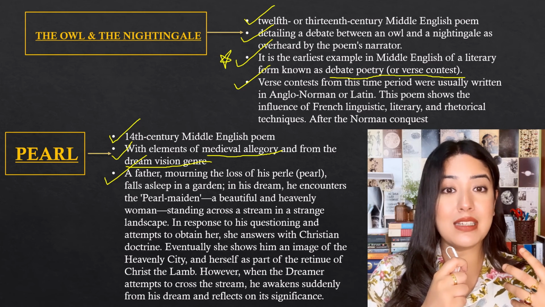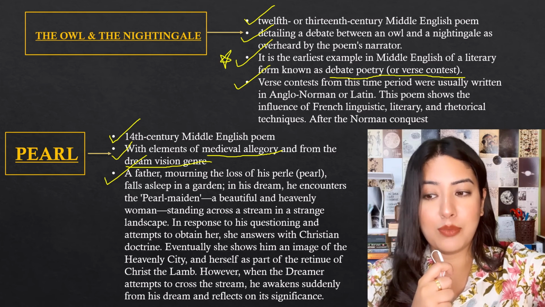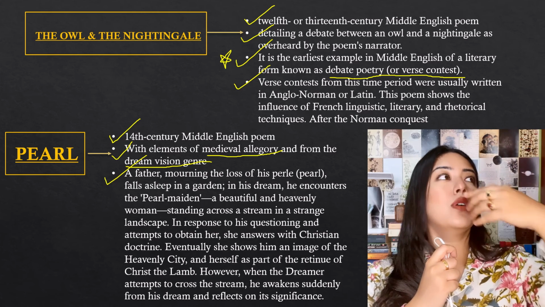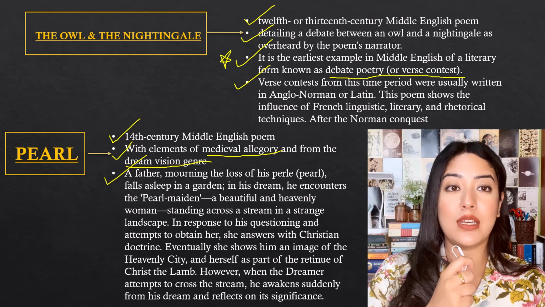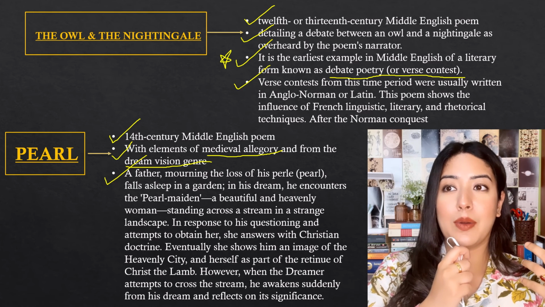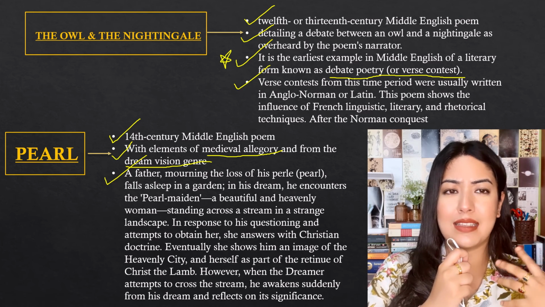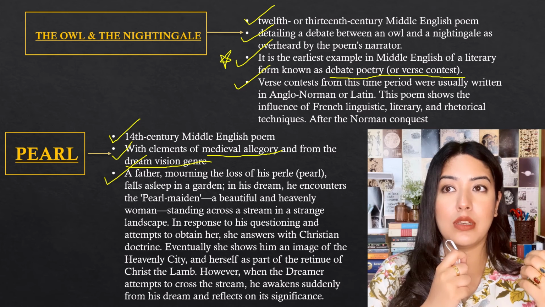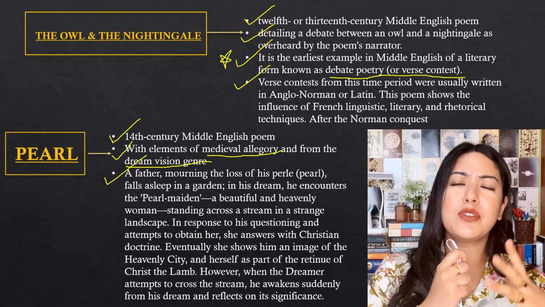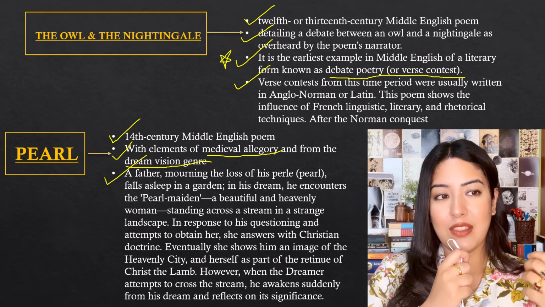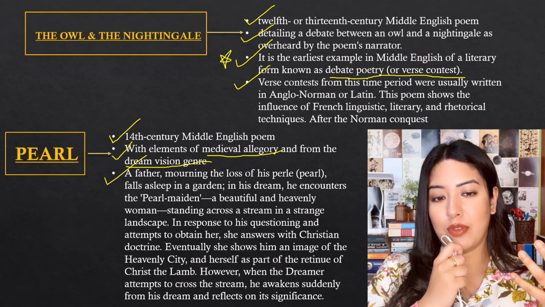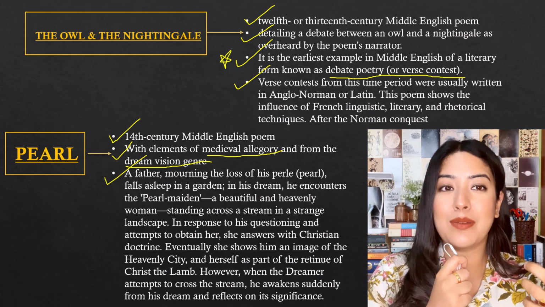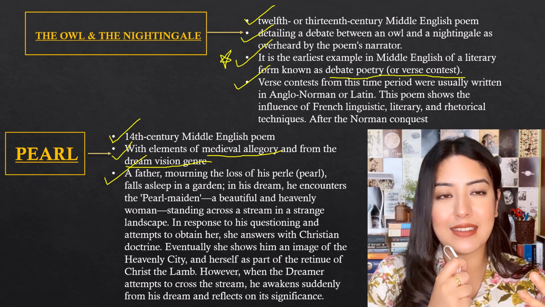However, when the dreamer attempts to cross this stream and touch her or obtain her, he awakens suddenly from his dream and reflects on its significance. So here they're trying to emphasize, like Sir Gawain and the Green Knight and the Arthurian legends emphasize chivalry, the romance aspect, the French romance and everything. Here Pearl, the Owl and the Nightingale, and Historia Regum Britanniae are trying to touch upon different aspects of life, the spiritual aspects, the importance of doing good deeds, the importance of having morality, valor. Now we're branching out, different genres are coming out, and that's what makes the literature of this time all the more vibrant, variant, and varied.